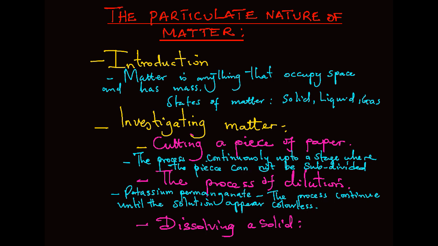In this case, each dilution process enables the particles to spread out further. As water particles increase, the particles of potassium permanganate are reduced and spread further, making the purple color decrease until it appears colorless. This suggests that potassium permanganate is made up of tiny particles.